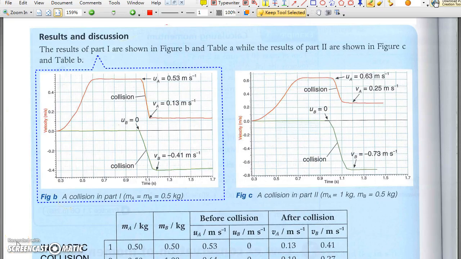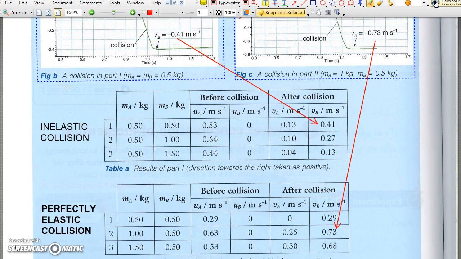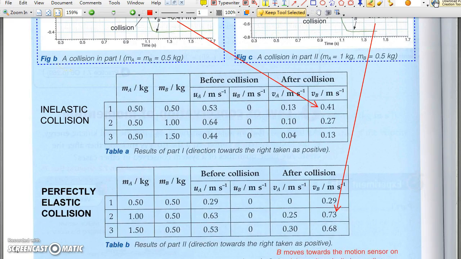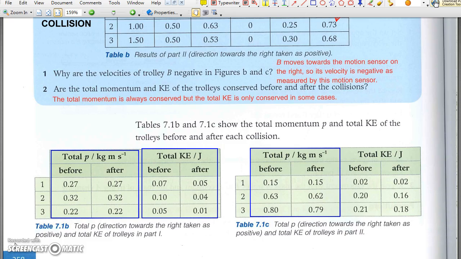We can see from the velocity time graphs produced by the data logging system, the final velocity of B appears to be negative, just because trolley B is moving towards the motion sensor on the right. In fact, both trolley A and B move to the right after collision, so the final velocity of B, VB, should be taken as positive. In this way, we may calculate the total momentum of the two trolleys before and after collision in part 1, as well as in part 2. We may also calculate the kinetic energy before and after collision in part 1 and in part 2.